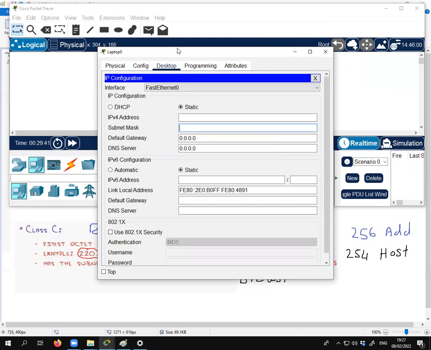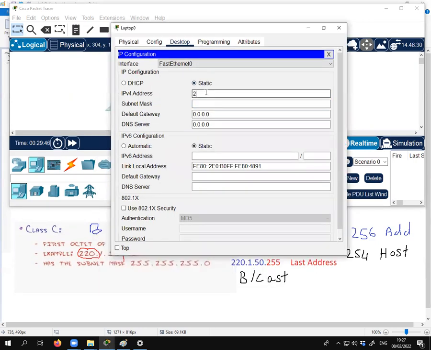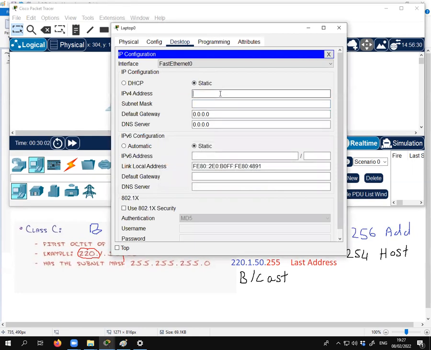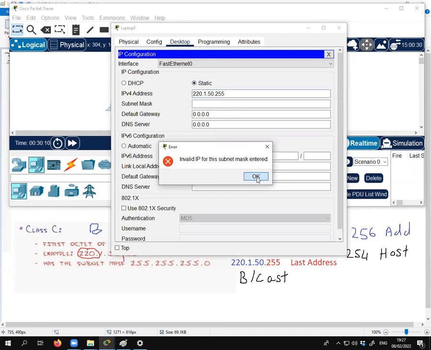That's a network ID. I could use 220.1.50.1, no problem. I change it to 0 and see that? My operating system, or the Packet Tracer software, won't let me do it. And I can't do the very last one either, 220.1.50.255. I'm getting a message.